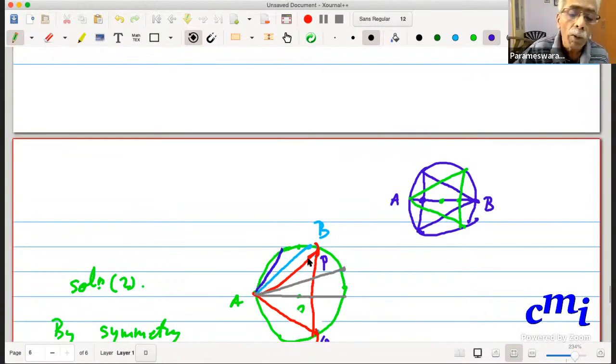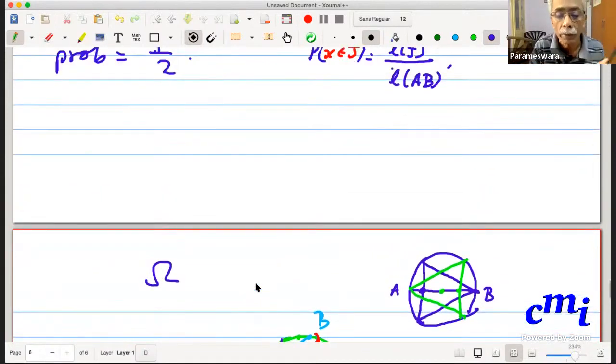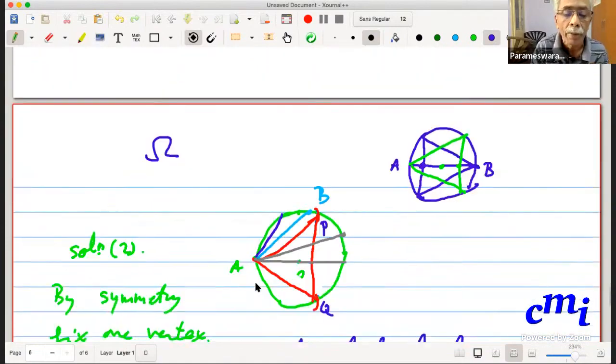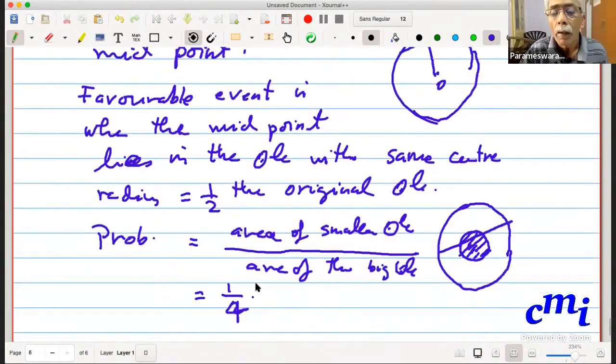So what does it mean to choose a random chord? I say, well, choose a point on the circle. This is a different formulation, so my space omega is completely changed. My omega is points on the circle. In the first one, my omega was points on a fixed diameter. And in the third one, my omega was the interior region of the circle.